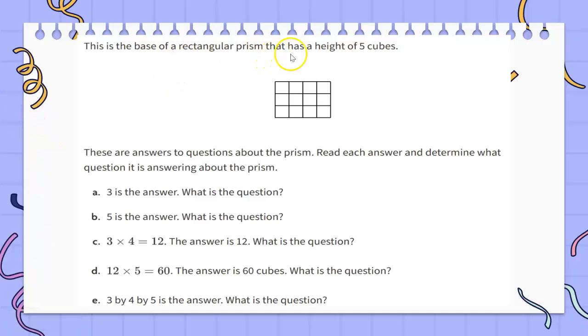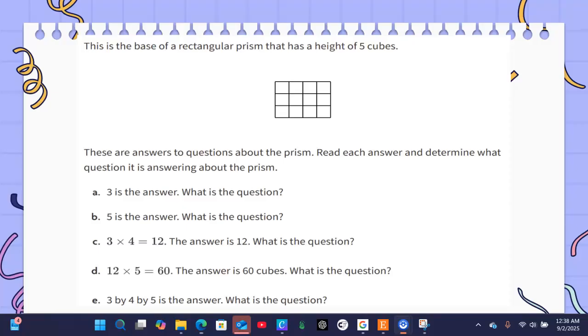This is the base of a rectangular prism that has a height of 5 cubes. So we're going to underline the important detail here. Has a height of 5 cubes. Okay, and let's go down here. It says these are the answers to the questions about the prism. Read each answer and determine what question it is answering about the prism.